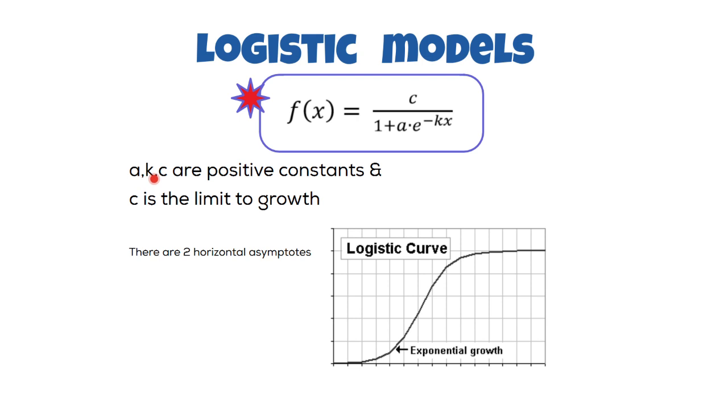These are all constants. And the one that is helpful is that C. C is called our limit to growth. So that tells us what this is leveling out at the top, because you're going to have two horizontal asymptotes. There's always an asymptote at 0, and then you have one at that C value up here that tells you what you're maxing out at.